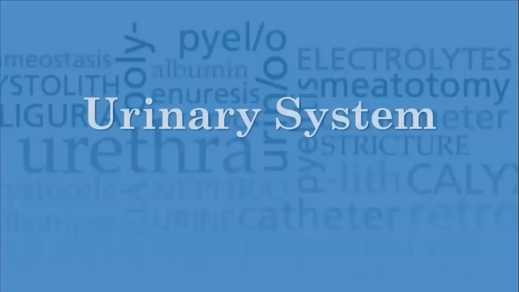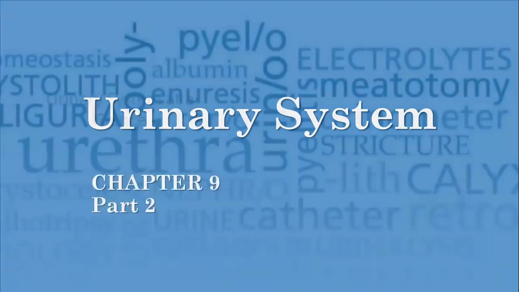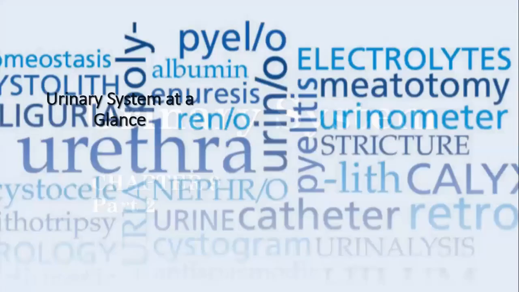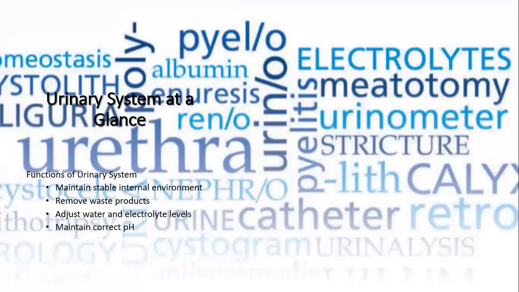Today we will continue about urinary system, medical terminology, chapter 8, part 2. Urinary system at a glance. Functions of urinary system: maintain stable internal environment, remove waste products, adjust water and electrolyte levels, maintain correct pH.